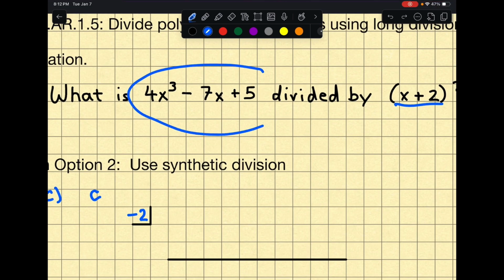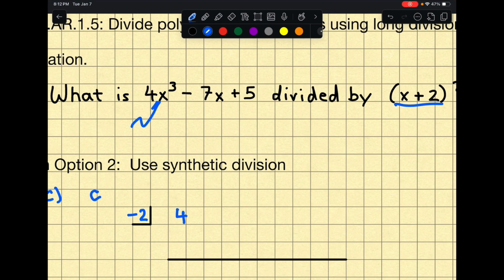Now along this line, along this space next to that box, you're going to put the coefficients of your dividend, the polynomial that you're dividing into. You're going to put just the coefficients, not the whole thing. So for example, this is our leading term. This is the first term. It has a coefficient of 4, so we're going to put a 4 right here.